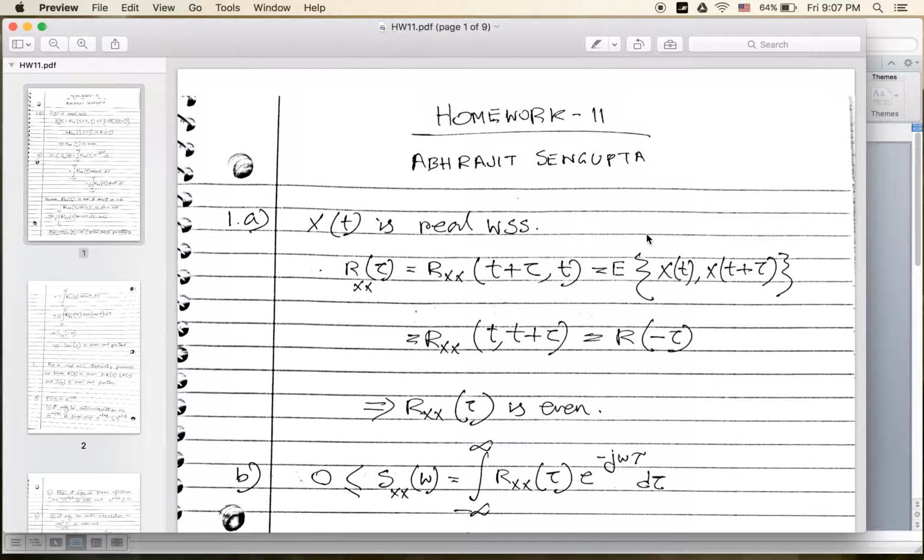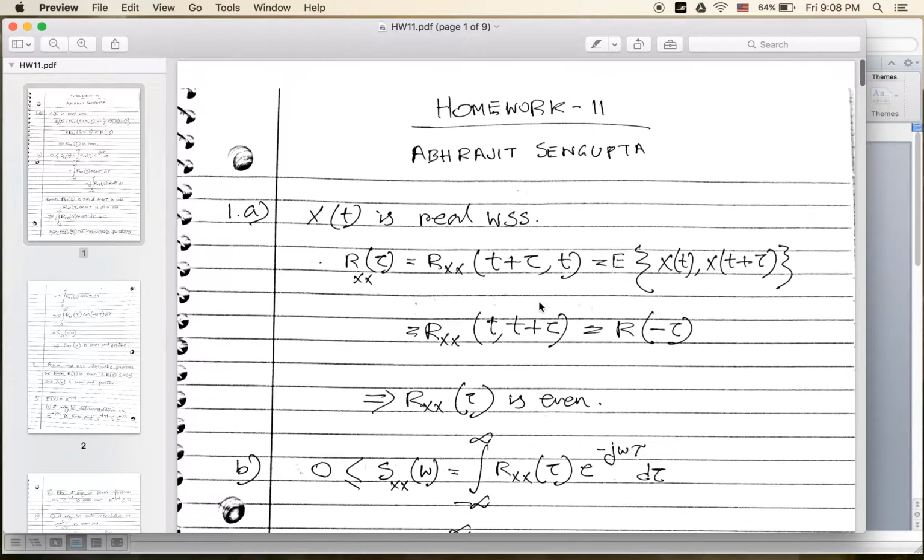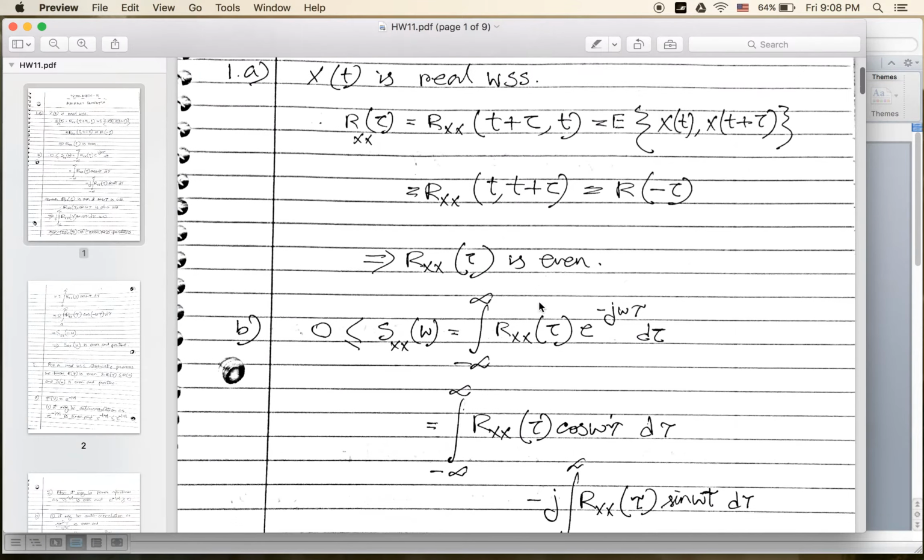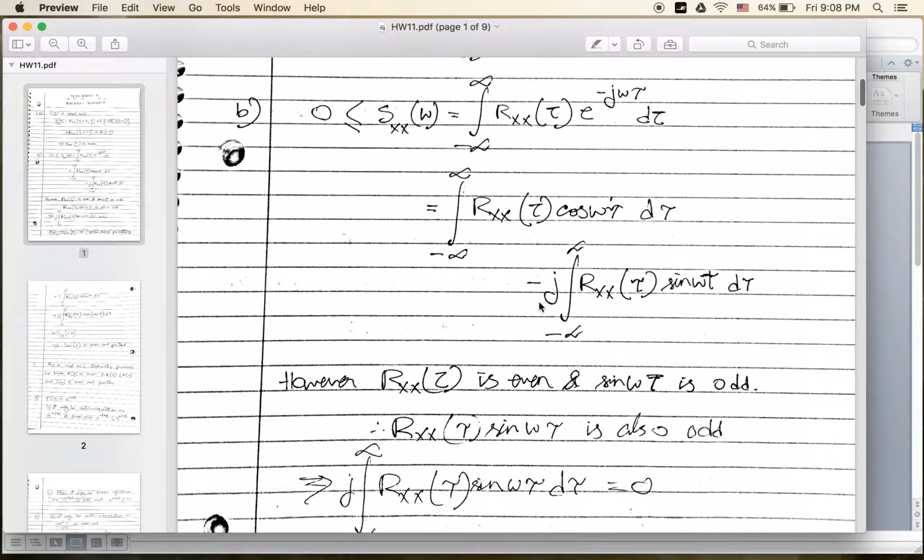So this can be written similarly to r(t, t plus tau), and this is nothing but r(minus tau). So we see that r_xx(tau) equals r_xx(minus tau). That means it's an even function. So it is proved. Now the second question is to show that the power spectral density S(omega) is actually positive and it's also even.